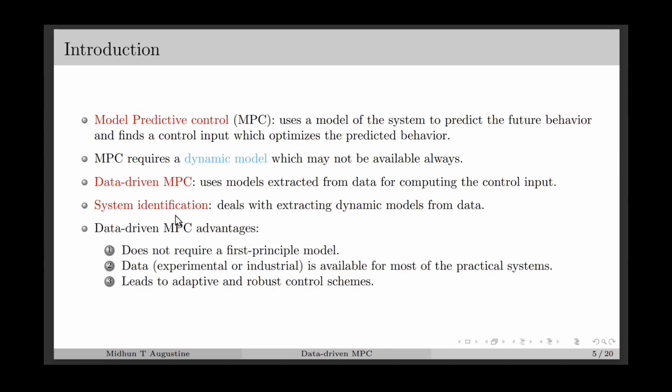The advantages offered by data-driven MPC are, it does not require a first principle model. Data is normally available for most practical systems such as industrial processes, and also it leads to adaptive and robust control schemes. Since in the case of data-driven MPC, we have the option of updating the model online using past or recent data, which is not available in most conventional MPC schemes, since these are based on first principle models.